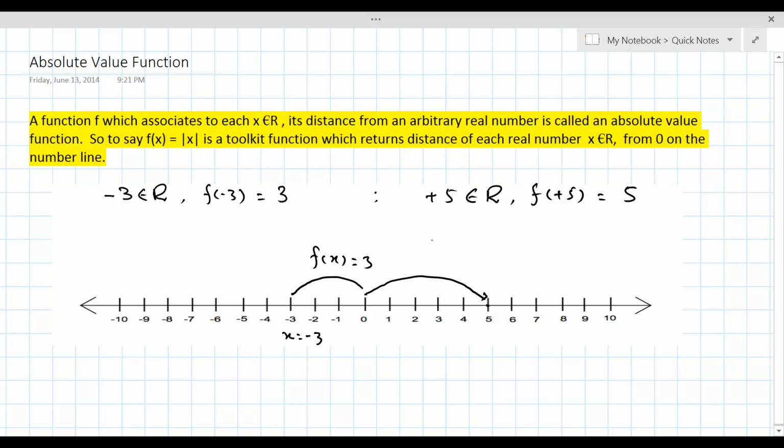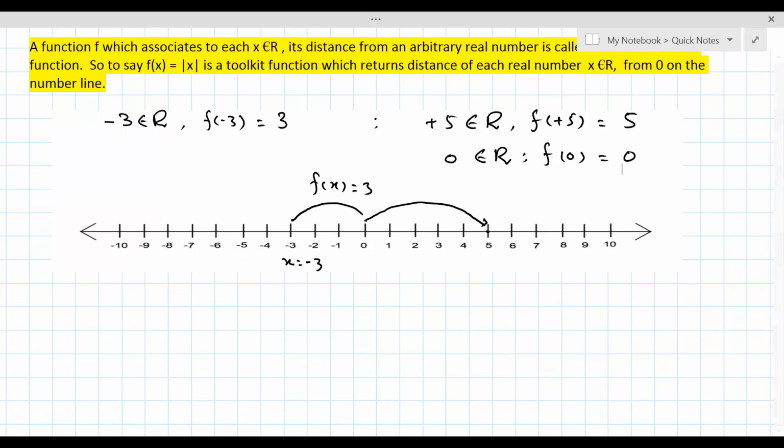Similarly, what would be the image of 0 belonging to R? 0 is a real number on the number line, and clearly its distance from itself is 0. Therefore, f of 0 is equal to 0. So we can see that we have negative numbers, we have positive numbers, we have the 0 itself, which all follow just one simple definition, that every real number on the number line is associated with its distance from origin or from 0.